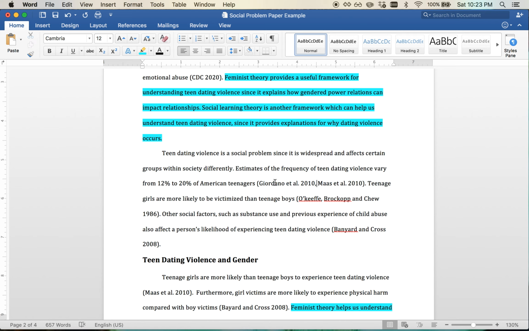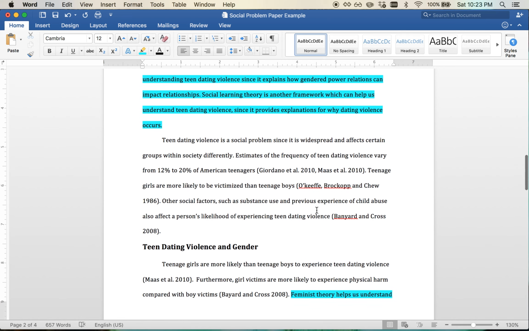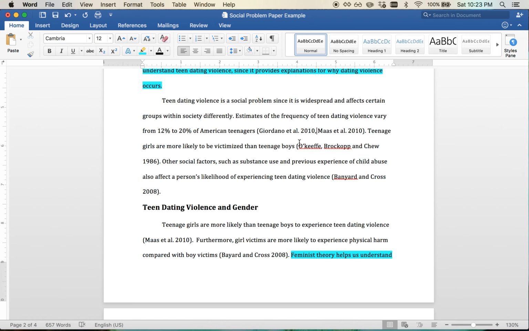Also notice that there's no comma between the author and the year. You just include the author and then the year. Another example is here. Here there were 3 authors of this piece, O'Keefe, Brockup, and Chu. So I simply included all 3 names. When I refer to this in the future, I'll write it as O'Keefe et al. 1986. But I have no page numbers and no punctuation between the authors and the year.